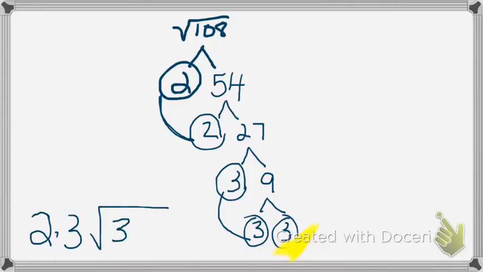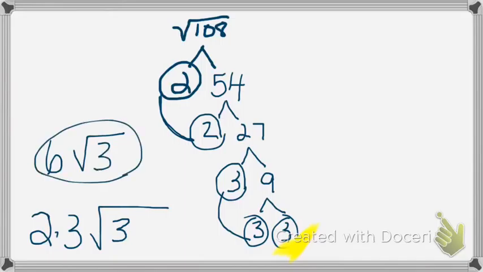You need to simplify that 2 times 3 on the outside. Well, what's 2 times 3? 6, and then the square root of 3 stays right there. So that is your breakdown of the square root of 108. These two things here are the same. They're equal to one another. Okay?